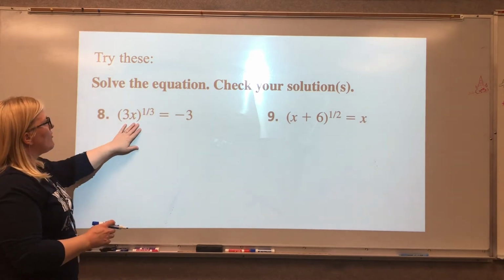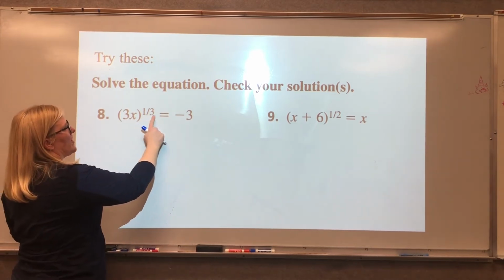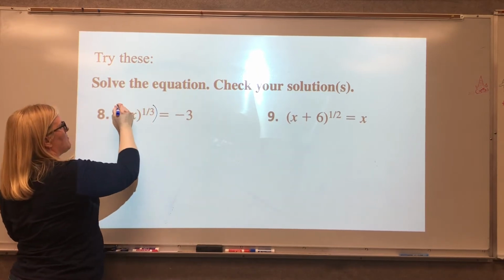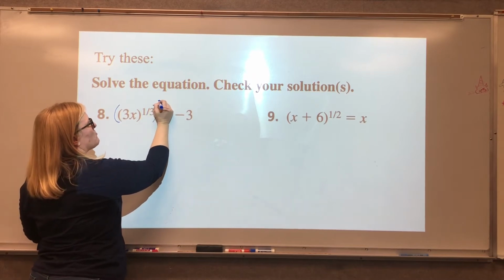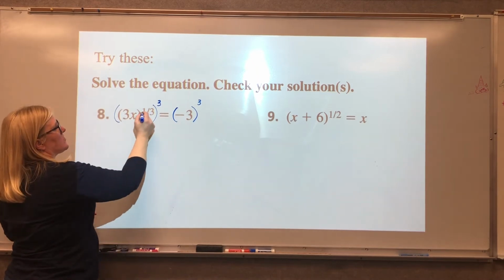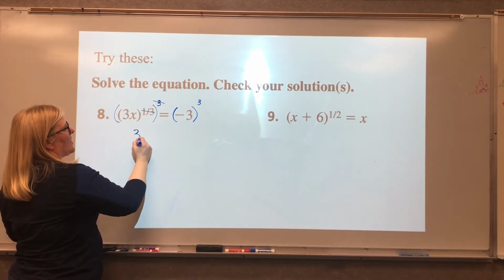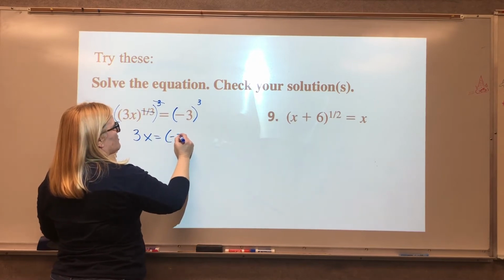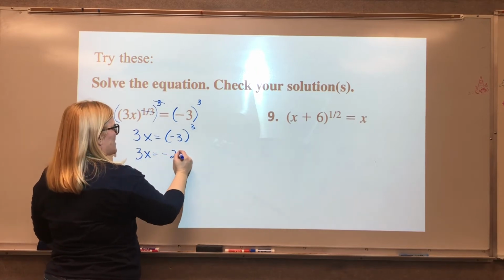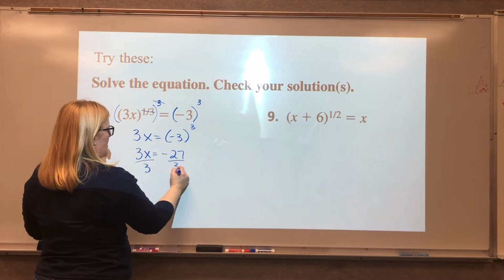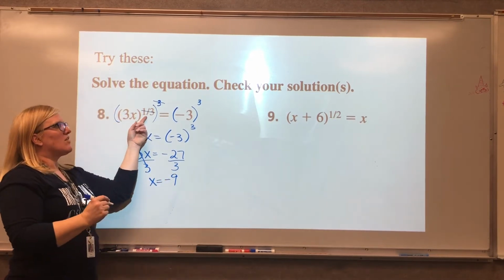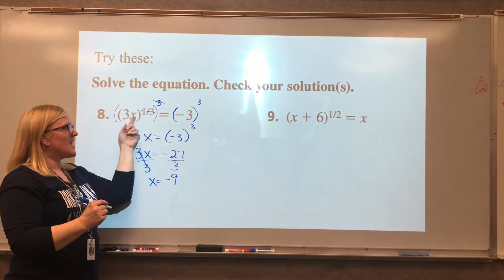All right, so over here we have 3x to the 1/3 equals -3. If we're going to take the reciprocal of 1/3, that means we're going to take this whole thing and put it to the 3rd power, just like we're going to take this whole side and put it to the 3rd power. So now these cancel each other out. I get 3x equals -3 to the 3rd power. -3 to the 3rd power is -27. And when I divide by 3, I get x equals -9. And since I'm taking the 3rd root, the cube root, I can take the cube root of a negative, so we're good here.